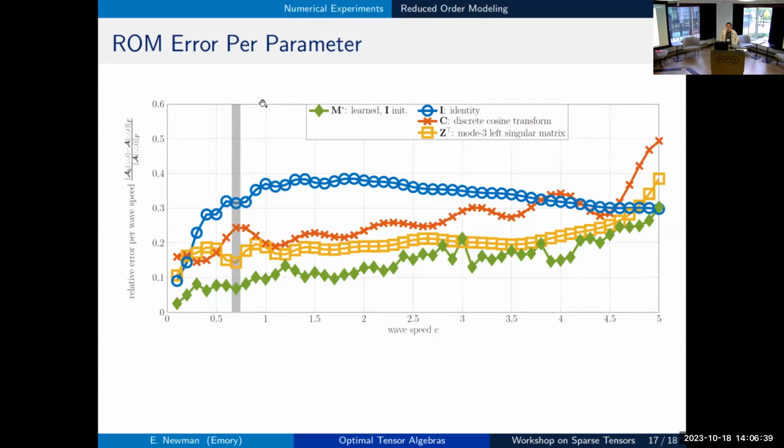We also looked at if we initialized with different starting points, and you can't really see the difference. So it seems like it's pretty robust to the initialization here.